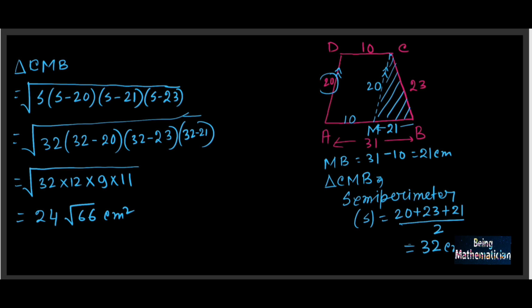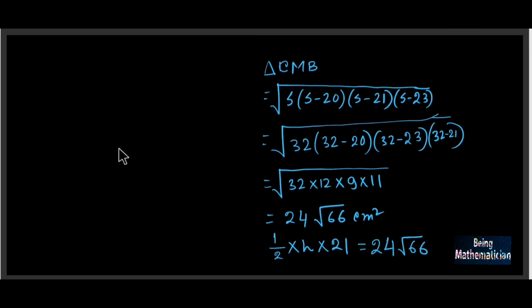Now we can find the height of the triangle CMB. Let the height of the triangle CMB be h. So 1/2 into height into 21, because MB is the base. So 1/2 into h into 21 is equal to the area of the triangle, which is 24 root 66. Now let's calculate the value of h, and h must be 16/7 root 66 centimeter.